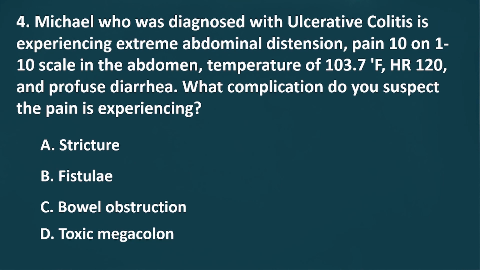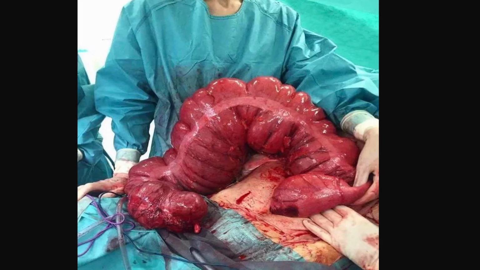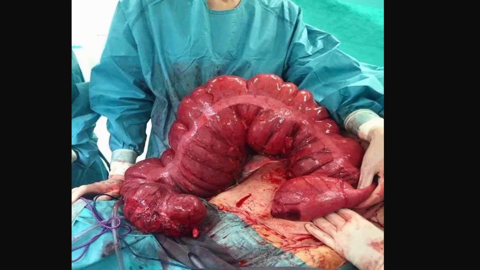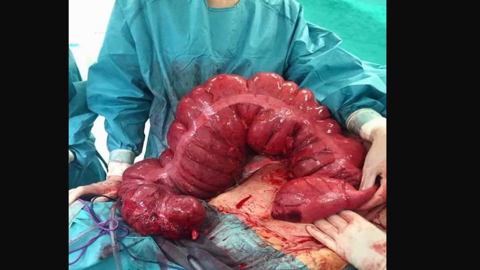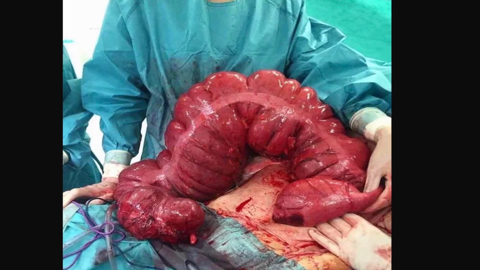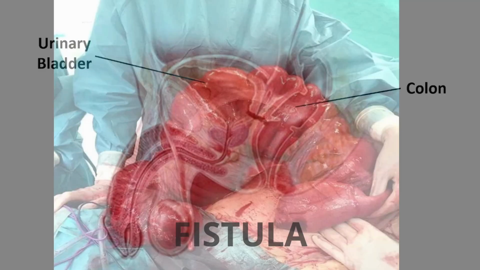The correct answer is letter D, toxic megacolon. The large intestine dilates due to the overwhelming inflammation, causing the patient to feel abdominal distension. The large intestine is unable to function properly and becomes paralyzed. Fever and tachycardia are also prominent due to an impending or possible peritonitis, which is a complication of toxic megacolon.